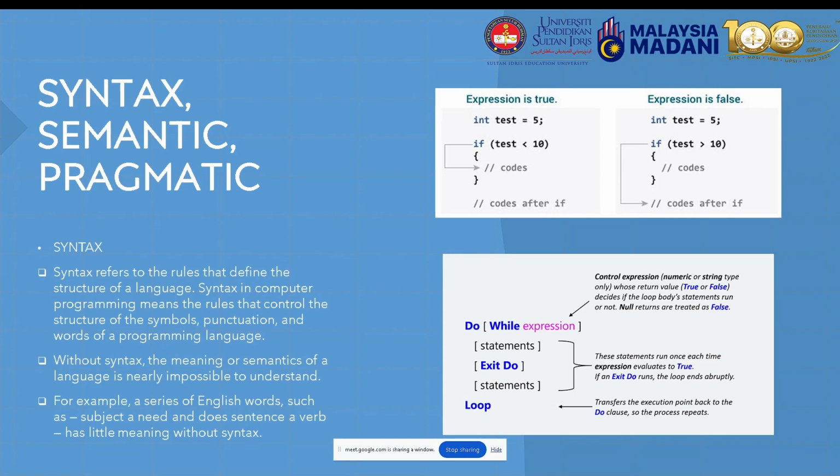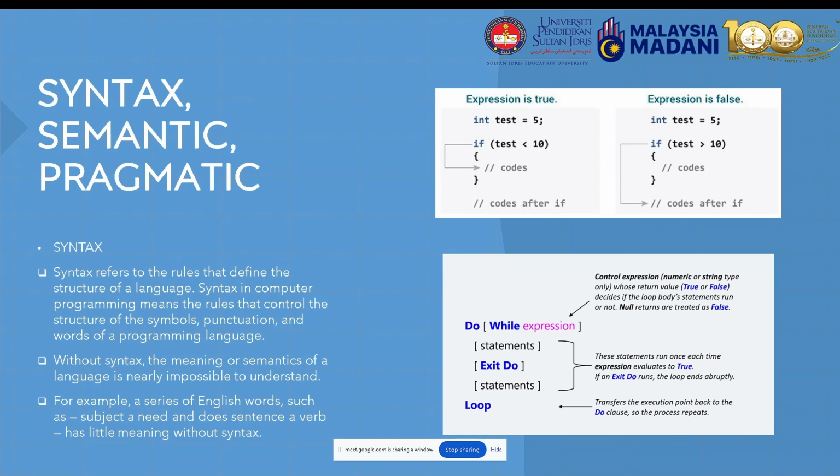Syntax in computer programming also controls the structure of symbols, punctuation, and also words of programming. This one we call the code of the programming. Without the syntax, the meaning of the semantic of the language is nearly impossible to understand.